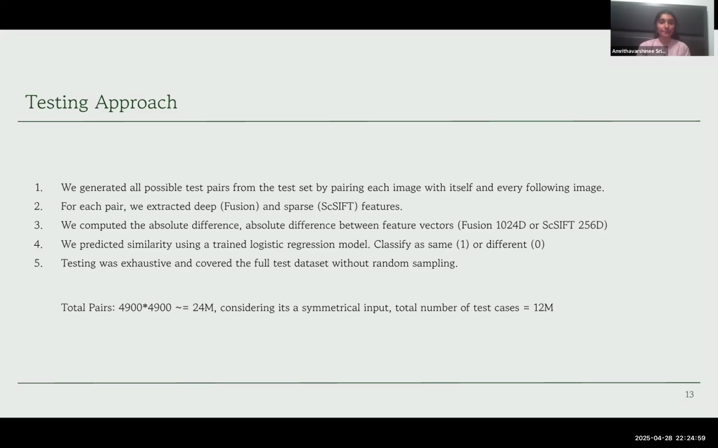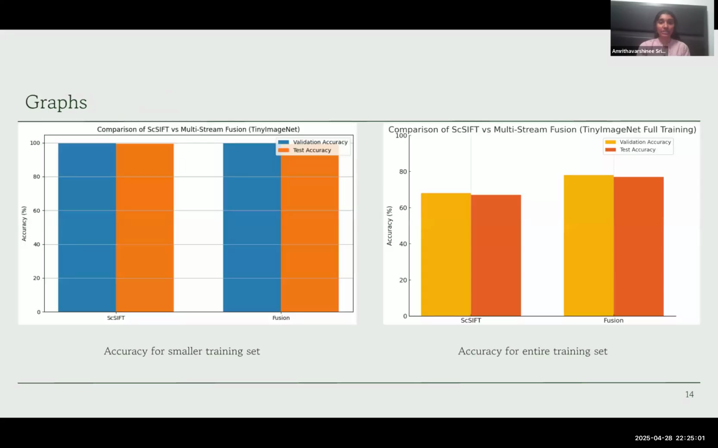The next slide would be covering the bar chart accuracy comparison for both the models. This graph compares validation and test accuracy for both models. We initially trained it over a much smaller training set by randomly picking about 1,000 images. And we can see in the first image how it overfits. And the second image is for the entire training data set.